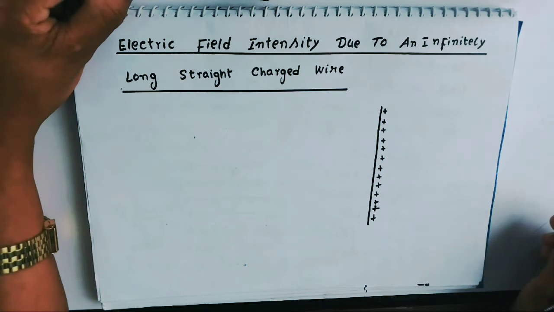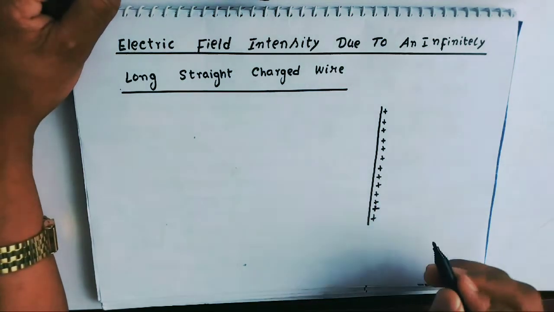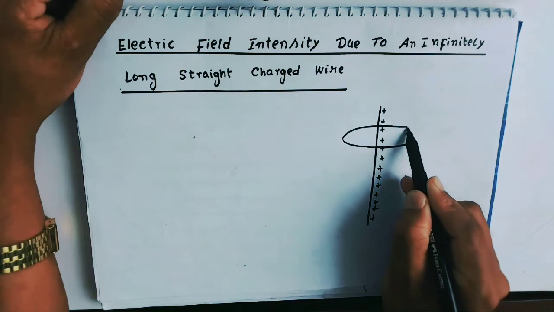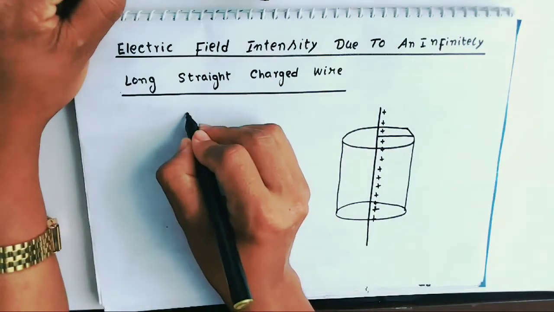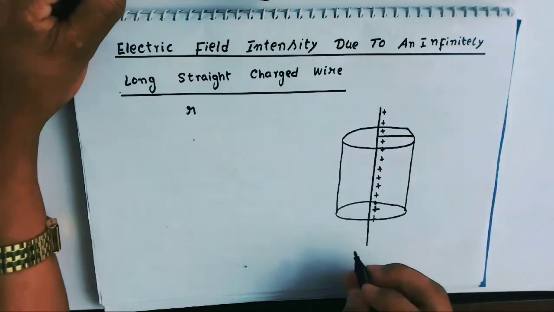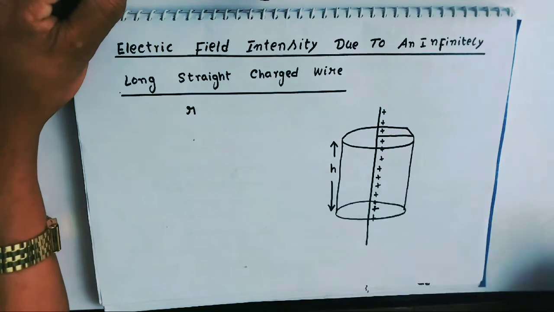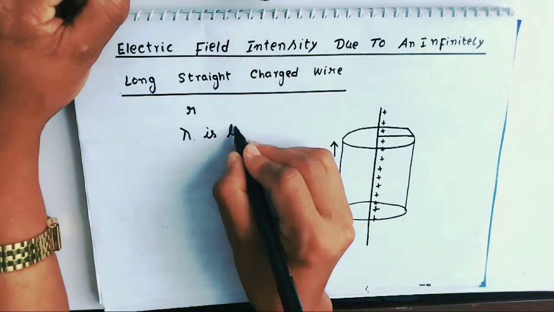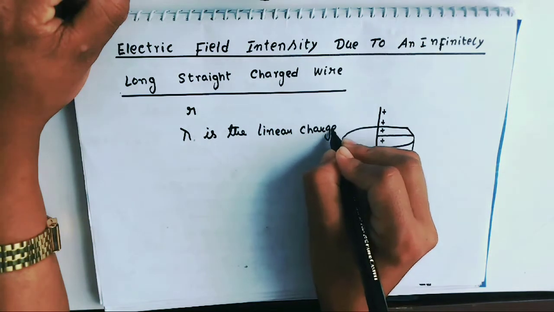So now, to calculate the electric field due to this charge wire, let us draw a Gaussian surface in the form of a cylinder. Let the radius of this cylinder be r and the height of this cylinder be h. And lambda is the linear charge density.